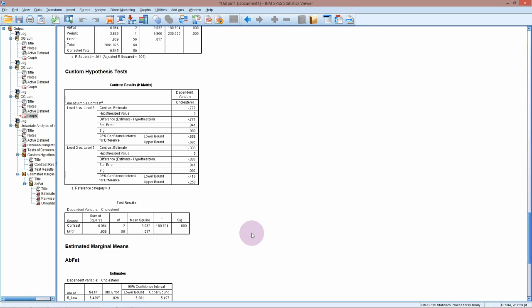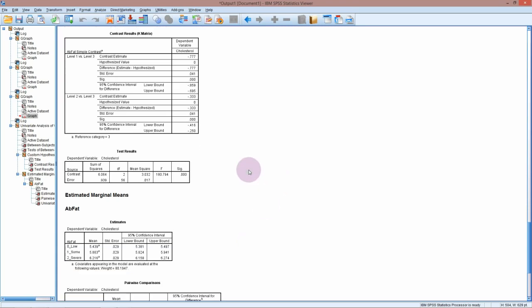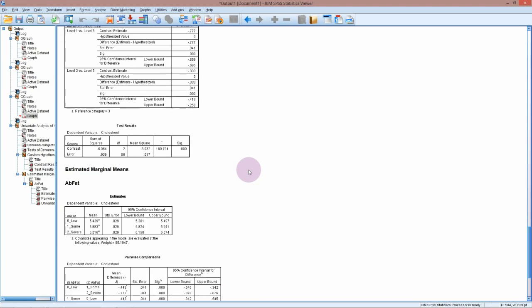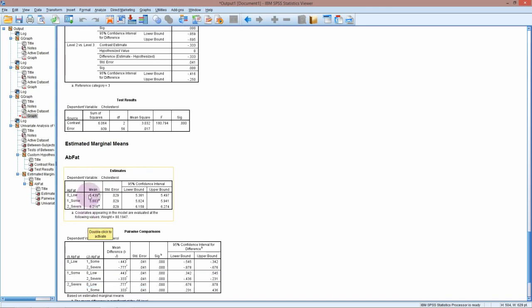So, abdominal fat, which is the easiest one to look at. This is probably the best one here, the estimated marginal means. So this is saying what is the average cholesterol for each of these levels of abdominal fat. And so with low abdominal fat we've got a level of 5.4.